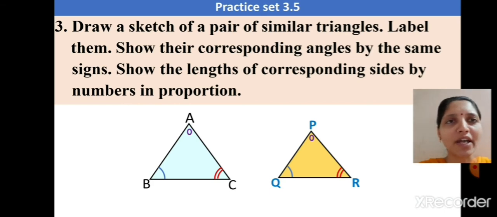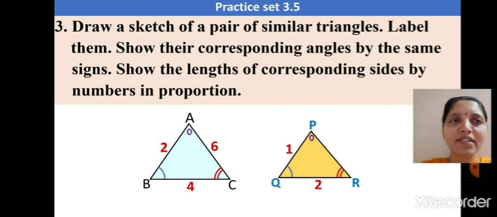Now you have to write the lengths of corresponding sides. So here if you consider AB as 2 and PQ as 1, what ratio you will get here? Yes, 2 upon 1. So the remaining sides also you will have to get the ratio as 2 upon 1. So BC is 4 and QR is 2. So your ratio is 4 upon 2. If you reduce this ratio to the simplest form, you will get 2 upon 1.